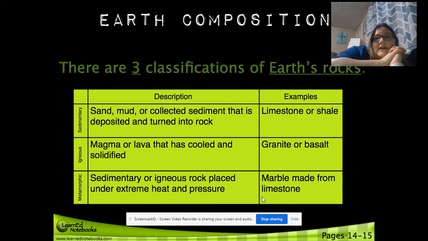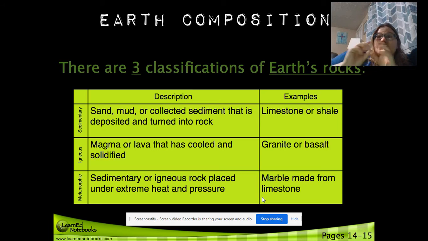Igneous is magma or lava that has cooled and solidified. Igneous comes from volcanoes. The magma is inside the earth, the lava is outside the earth. And if it cools down and becomes rock, we call it igneous rock. It usually has holes in it from where air was, pockets. Example is granite and basalt.